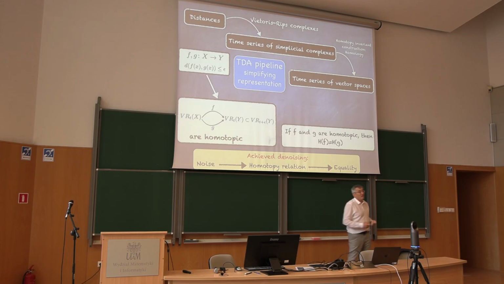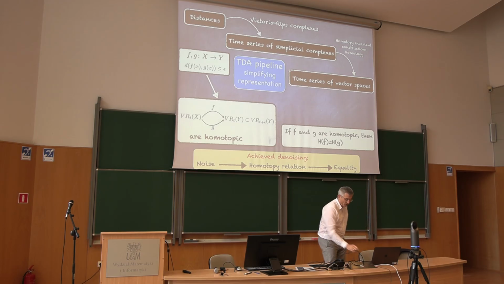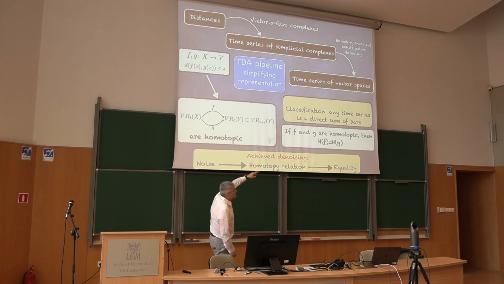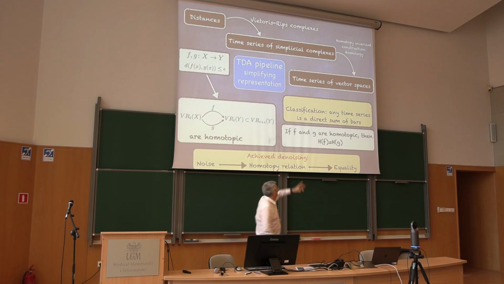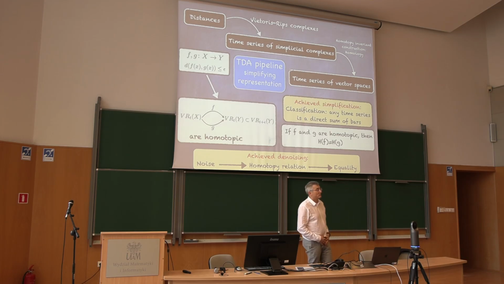In fact, that's why I often try to check this. I do some experiment, I calculate some matrices. If they are not the same, the noise has to be larger. And I want to also stress that this is a simplification. Although the time series of simplicial complexes is a very complex universe, the time series of vector spaces is a much easier universe because of the barcoding. Okay, we achieve simplification.